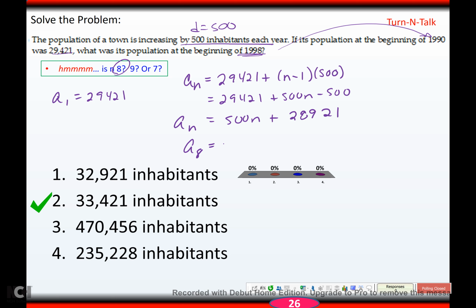Or is it 9 years? Because you got to count all of 1990. 1990, then 1991, 92, 3, 4, 5, 6, 7, 8. That's 1, 2, 3, 4, 5, 6, 7, 8, 9. That's a total of 9 years. Aha, that's why I put this here. It's 9 years because you got to count the whole year of 1990 too. So I'd have 500 times 9 plus 28,921. There we go. 9 years later, the population will be 33,421.